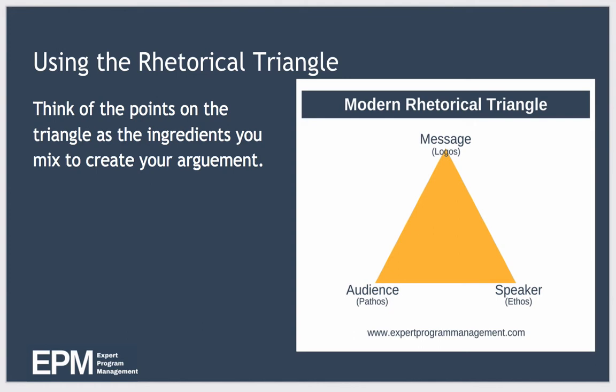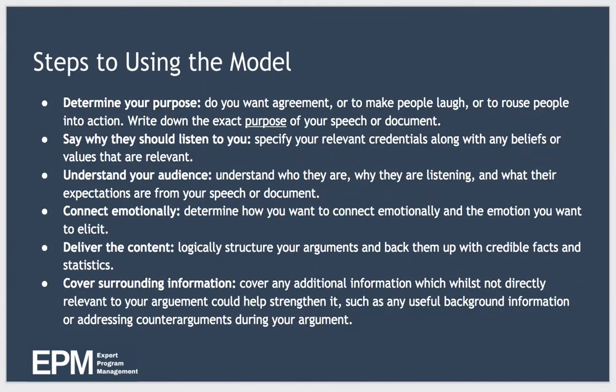So here's a six-step process you can use to position any argument using the rhetorical triangle. So firstly, determine your purpose. What do you want from your argument? Do you want agreement? Do you want to make people laugh? Or do you want to rouse people into action? Write down the exact purpose of your speech or document.